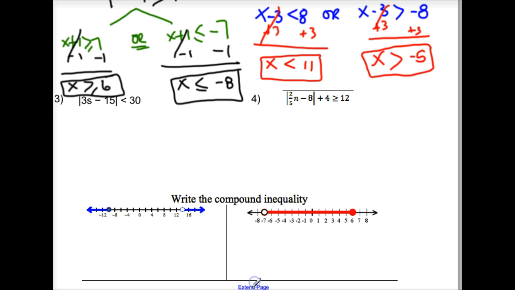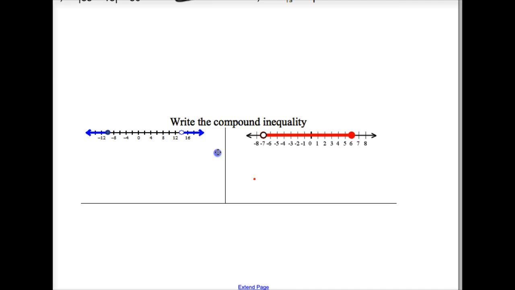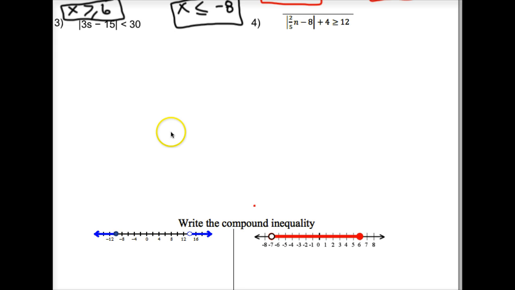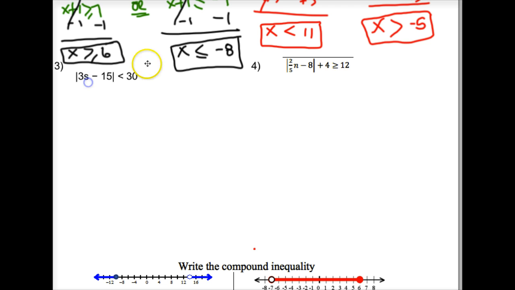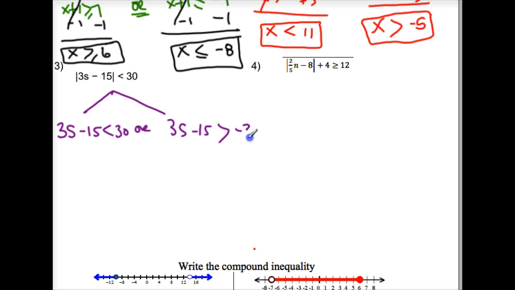Now, let's take a look at number 3, which is right here. Everything is already in the absolute value sign, so I don't need to move anything over. Let's just start by branching these off. I have 3s minus 15 is less than 30, or what's my other option? 3s minus 15 is greater than negative 30.